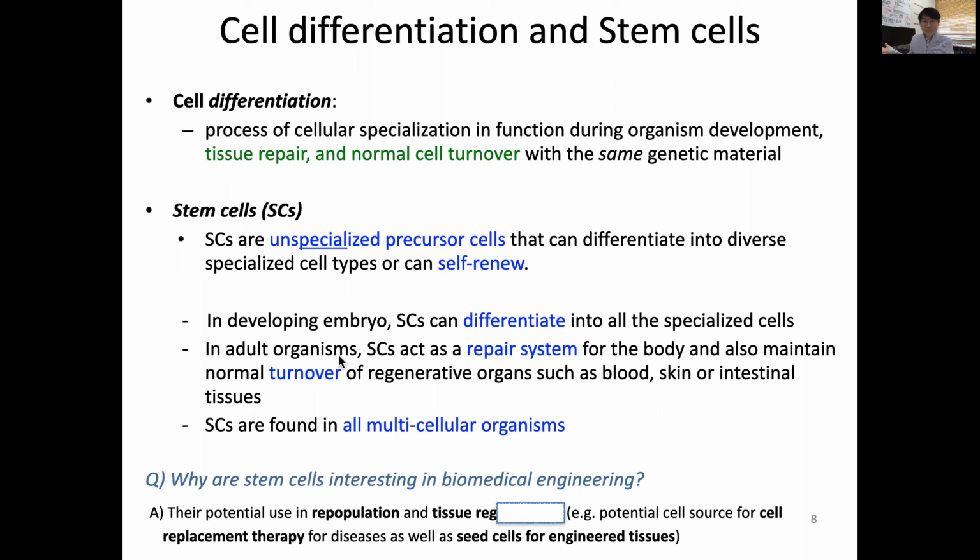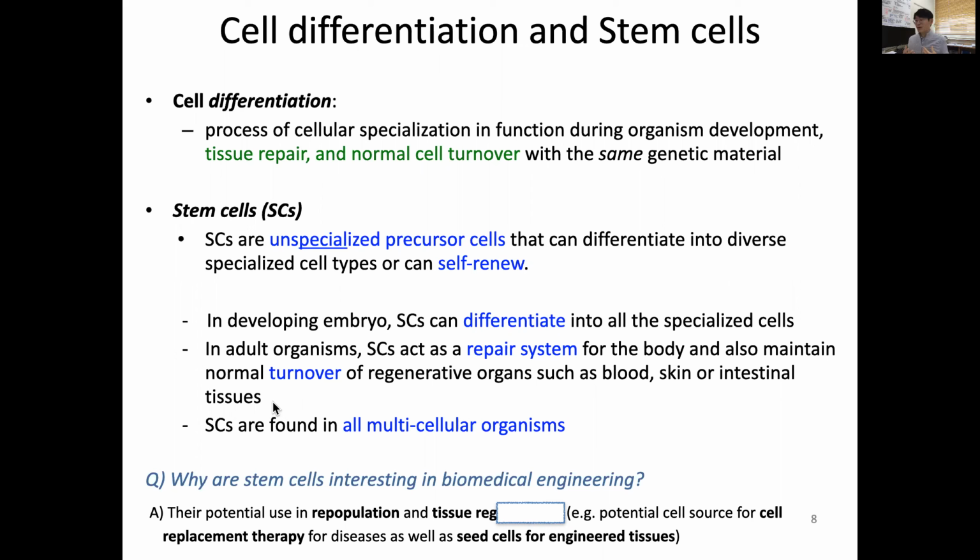What are our stem cells? Stem cells act as a repair system. So we know that when we get some injuries, like a small cut, in a few days we will heal, and over time it will even disappear. So for our body, they maintain our normal turnover of regenerative organs, such as blood, skin, or intestinal tissues. And stem cells are found in all multicellular organisms.